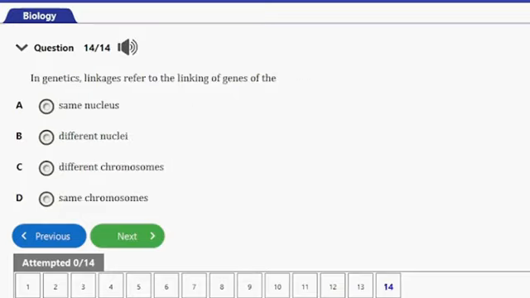Let's consider the next and the last question here, which says, in genetics, linkages refer to the linking of genes of the A, same nucleus, B, different nuclei, C, different chromosomes, D, same chromosomes. So guys, the answer to this question is option D here, that's same chromosomes. And this is where we end this video for today.